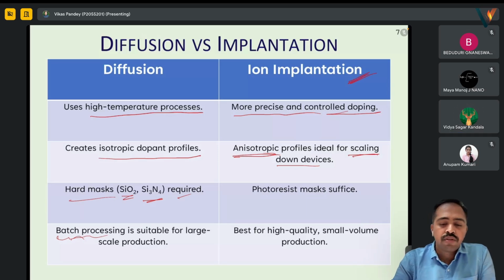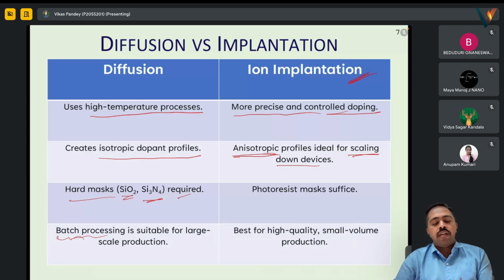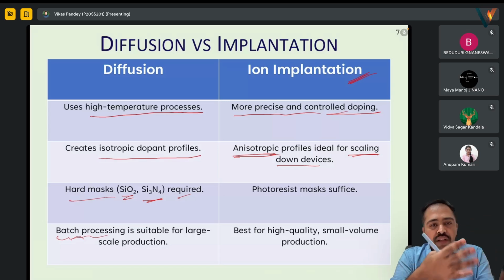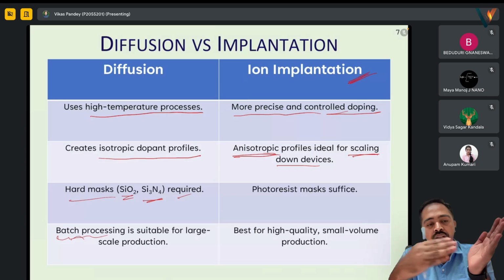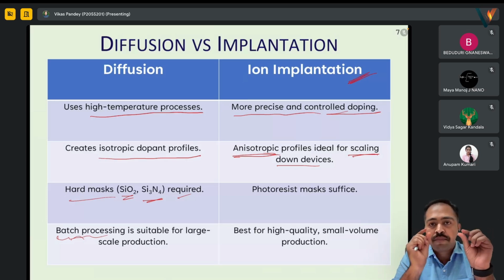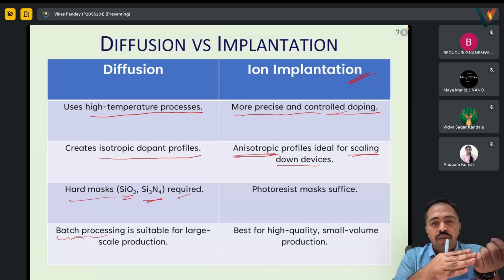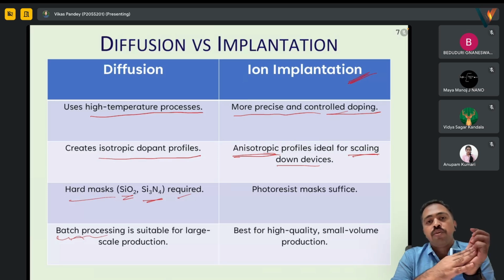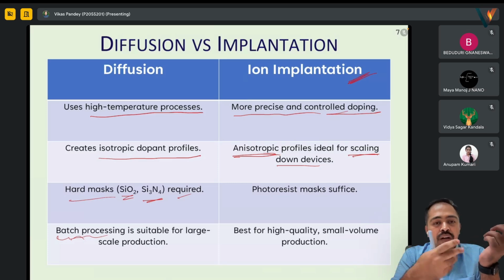No, it depends on your purpose. It can be that first you go for diffusion, where you have some big areas to be diffused, and then you have small precise areas later on in the fabrication step where you want some precise doping. In that case you can go for ion implantation. So it is as per your need, and how well you can optimize.